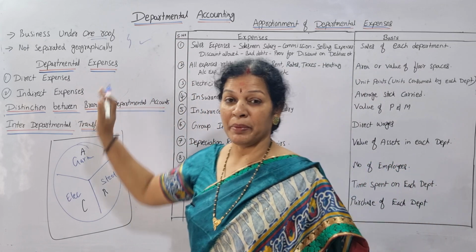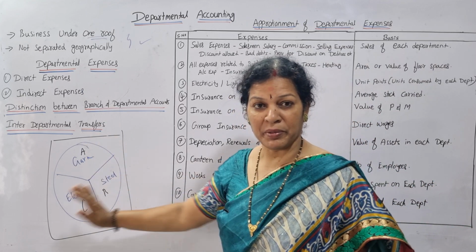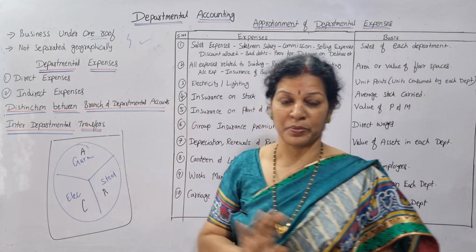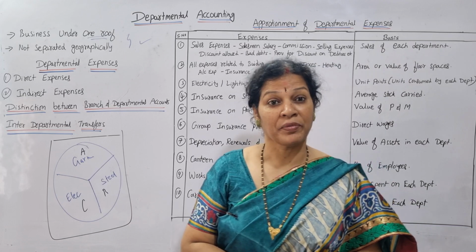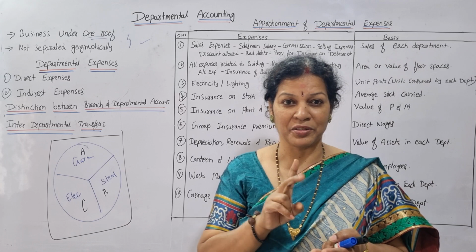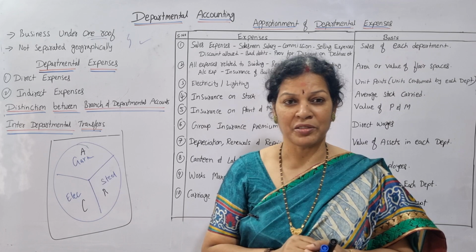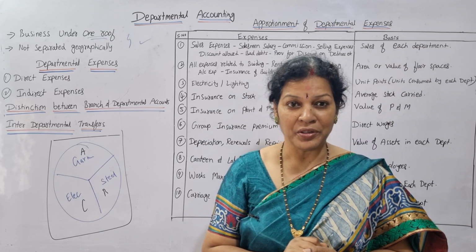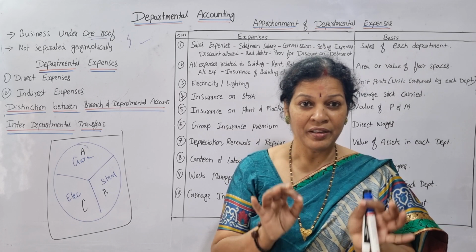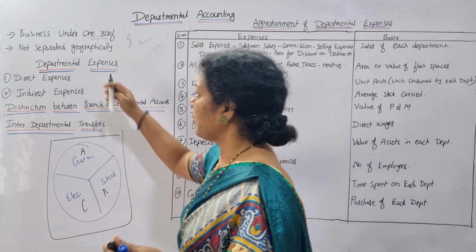Now coming to the departmental expenses. Department-wise, you will find expenses for A department, B department, C department. These expenses are divided into two parts: direct expenses and indirect expenses. Direct expenses, you know, when we used to prepare final accounts, there we used to write direct expenses like wages, factory rent, factory insurance, octroi, carriage inwards. These are direct expenses. We don't have a problem with the direct expenses when we prepare the departmental accounts. No problem at all. Easily we can.